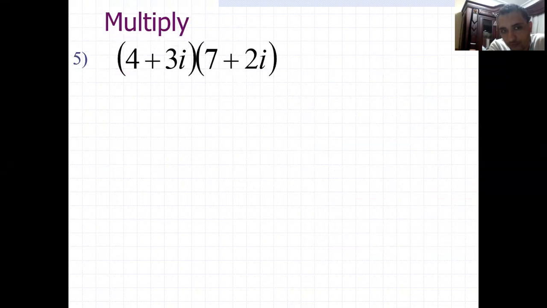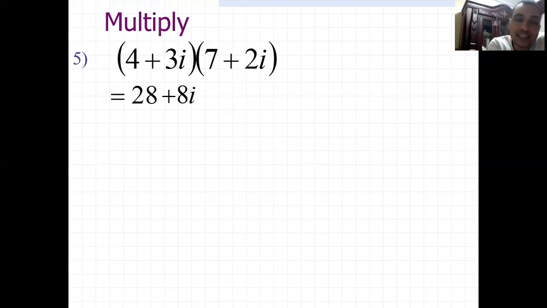Okay. Now if I ask you to multiply 4 plus 3i by 7 plus 2i, it looks like what you had studied in first prep, how to multiply two binomials like this. You will use the FOIL method. First by first, 4 by 7 equals 28. And first by second, 4 by 2i, it will be 8i.